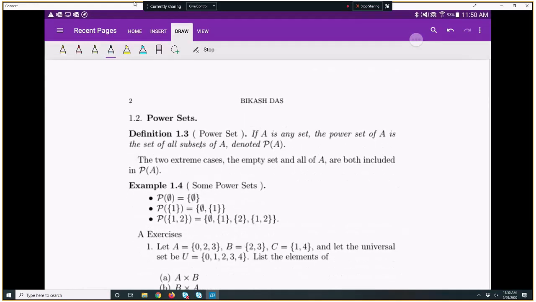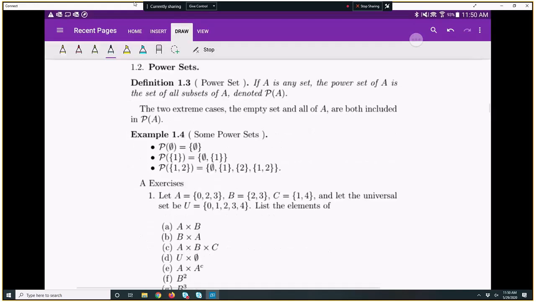Another definition we have here is the definition of the power set. For any set A, the power set of A is the set of all subsets of A, and we denote it with this script P of A. So we already know that a set is just a collection of objects, and now we have that the power set is a set of sets.